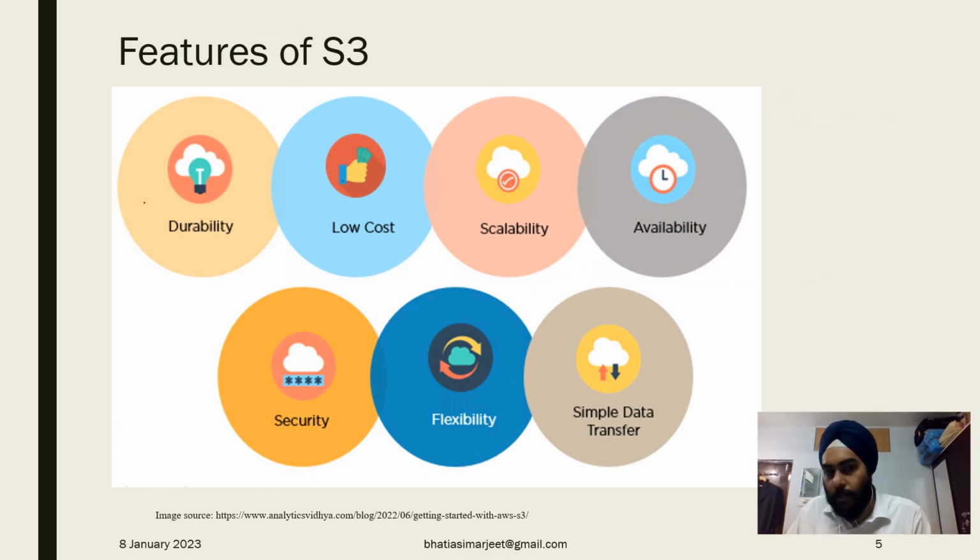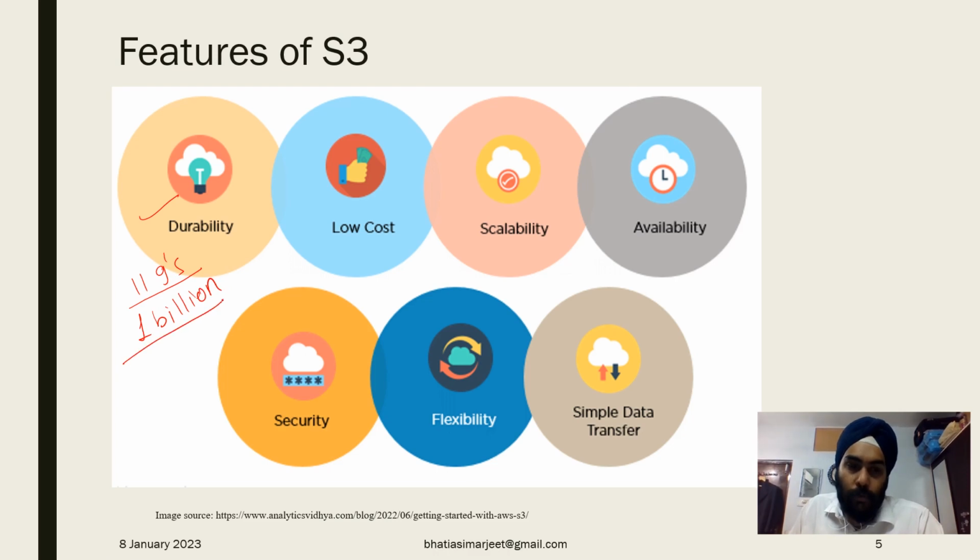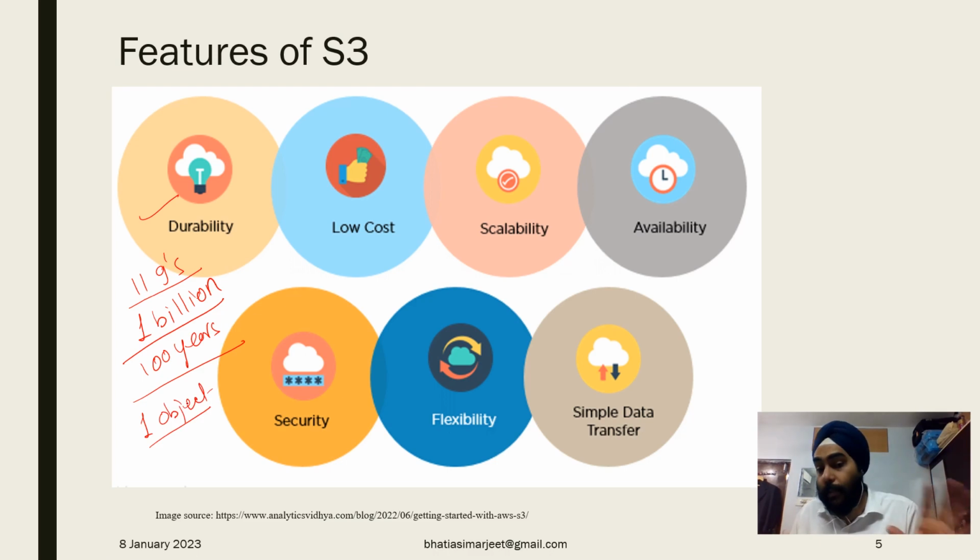So what are the competencies of S3? Durability. S3 goes by the statement that you have 11 nines of durability. By 11 nines of durability, we mean that suppose you are storing around 1 billion objects for 100 years, there is a possibility that a single object might go missing after 100 years.